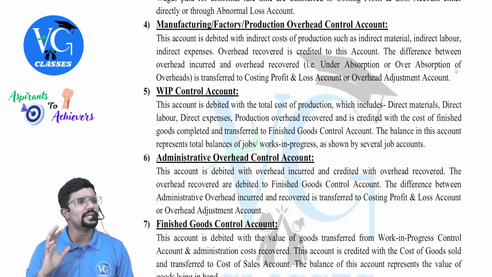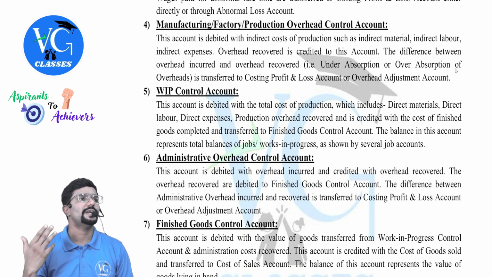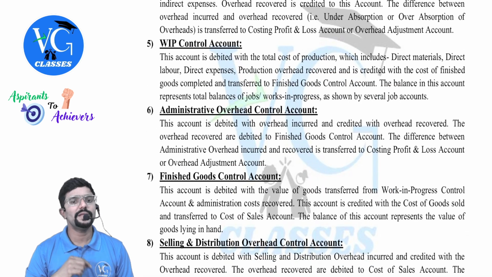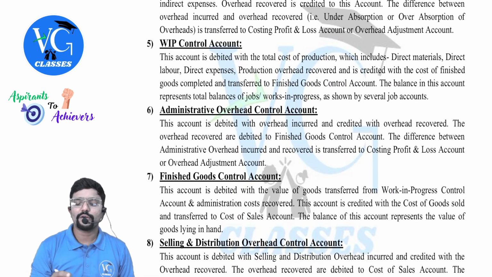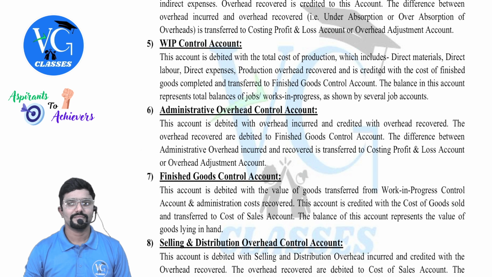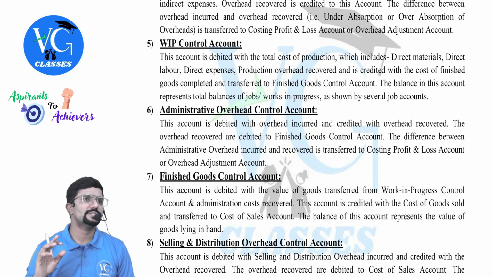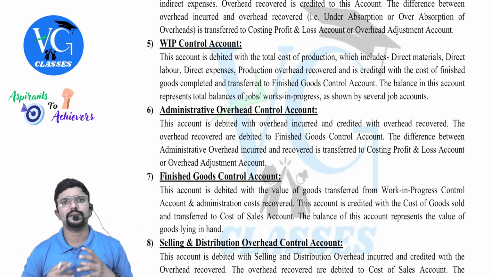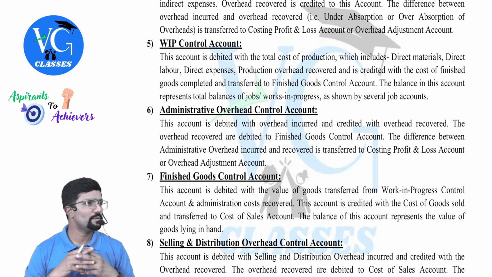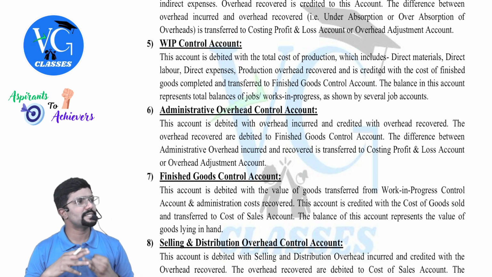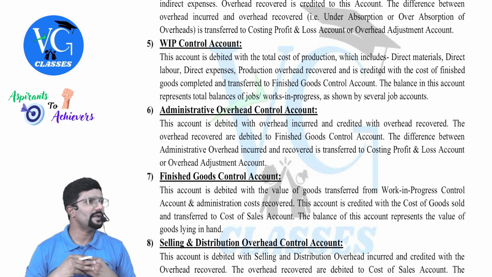So straight away, under or over absorption, where the opening balance is not given in the question, transfer it to costing P&L account. Next, WIP control account. If you want, you can write production happens here. So this is also an asset account. It will start with opening balance and end with closing balance. What balance? Debit balance. So, to balance brought down. And we will debit what? Direct material received, direct wages received, factory overhead absorbed.